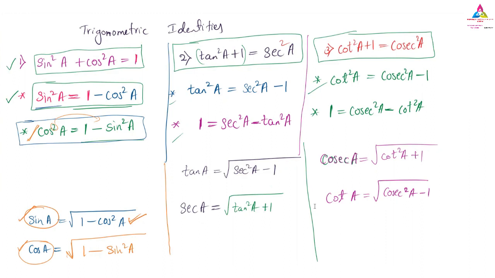Now my question is, this is the sine in terms of cos. This is cos in terms of sine. And here we have tan in terms of secant, secant in terms of tan, cosecant in terms of cot, and cot in terms of cosecant. Take down one question.